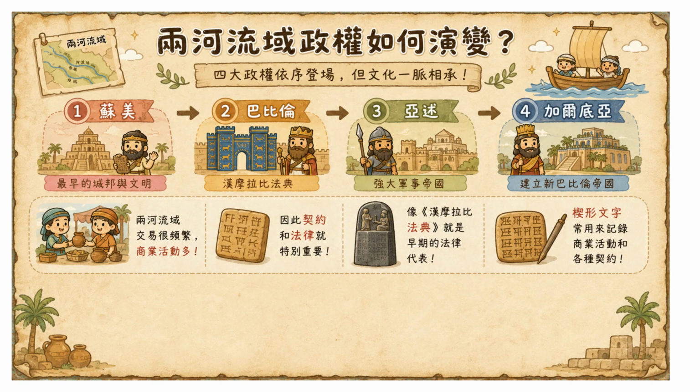This is a summary slide, so please watch the order of the 4 powers. First came the Sumerians, then Babylon, then Assyria, and finally Chaldea. The pictures also remind us that although rulers changed, some cultural traditions continued. Trade was active, so contracts and laws became important, and cuneiform was often used to record them. So Mesopotamia changed politically many times, but its civilization kept developing.